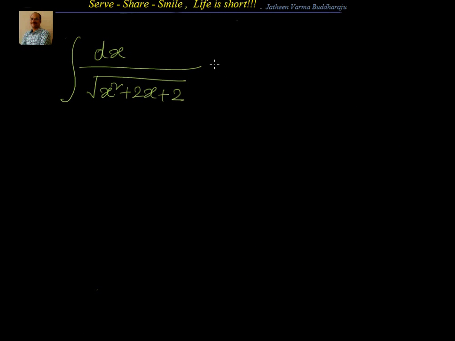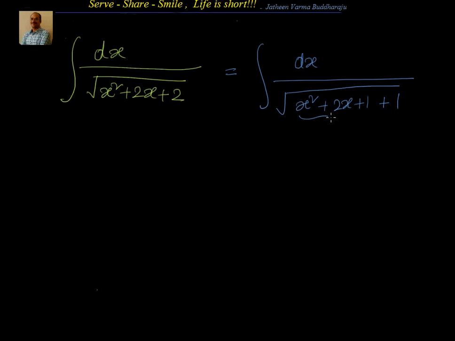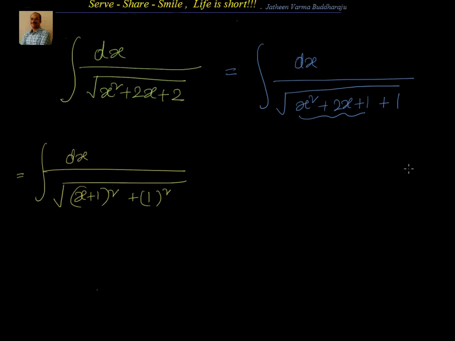So let's try to solve this problem. We have to find the integral of dx by root of x square plus 2x plus 2. So we have to convert this into one of the standard forms. For that we have to use the complete the squares method. So let's write it down: dx by square root of, how can you write x square plus 2x plus 2? We can write it as x square plus 2x plus 1 plus 1, and this is nothing but x plus 1 whole square. So the next step will be dx by square root of x plus 1 whole square plus 1 square.